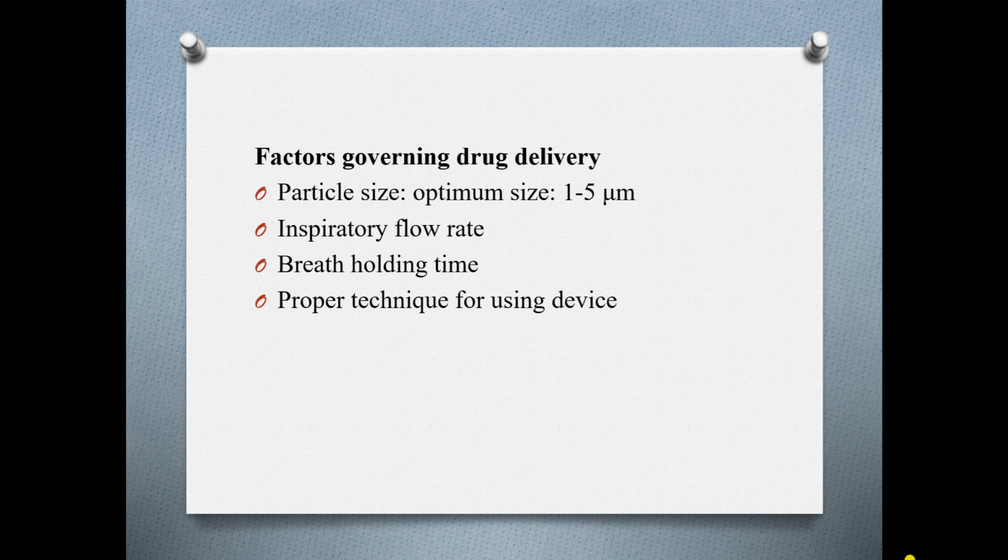A factor governing drug delivery by the inhalation route is the particle size. The optimum particle size is 1 to 5 micrometer. If the particle size is more than 5 micrometer, the chances are that the particle will settle down in the mouth when you try to inhale. If the particle size is less than 1 micrometer, it will get inhaled but will be exhaled out with the next expiration. So the optimum particle size is 1 to 5 micrometer.